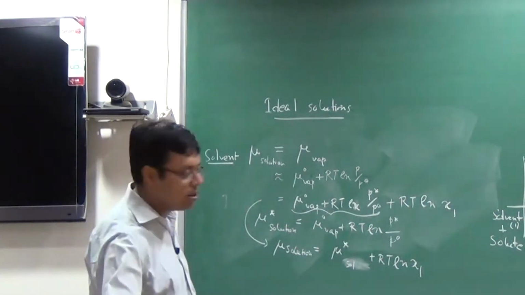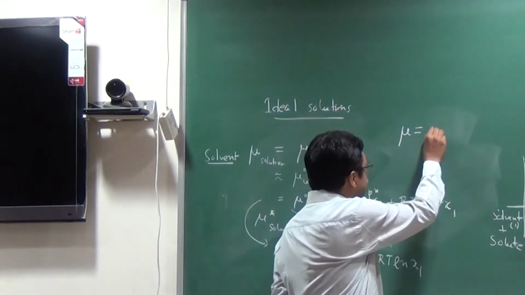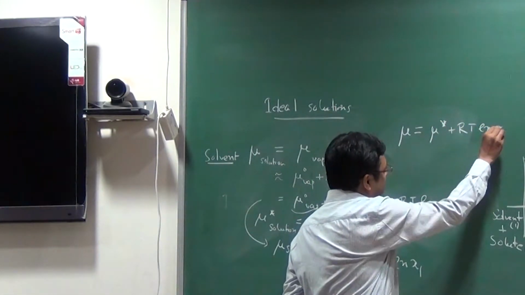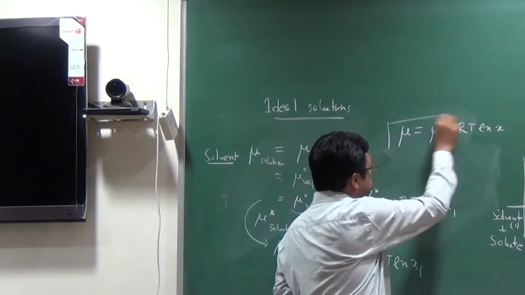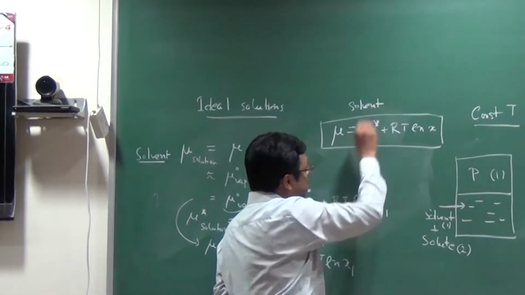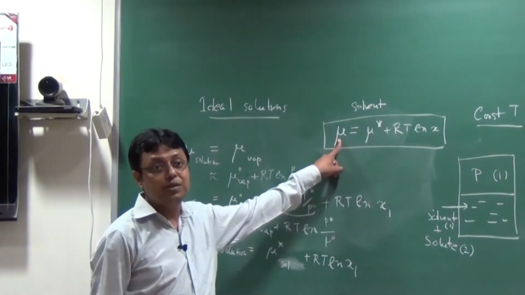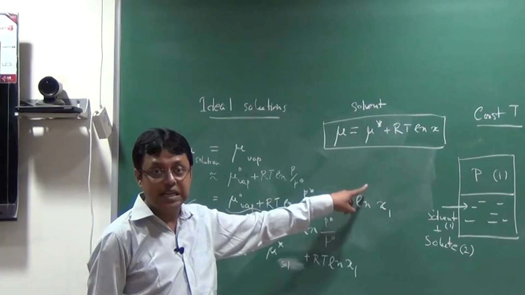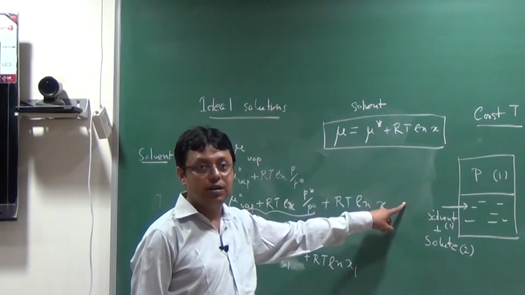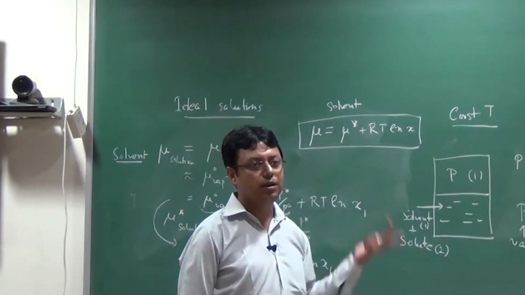Now some textbooks write it simply as this: mu is equal to mu star plus RT ln x. This is the equation for the solvent, or component 1. What is mu? Mu is basically the solvent's chemical potential in the solution when solute is present. What is mu star? Chemical potential of the pure solvent. Clear? And x is basically mole fraction.